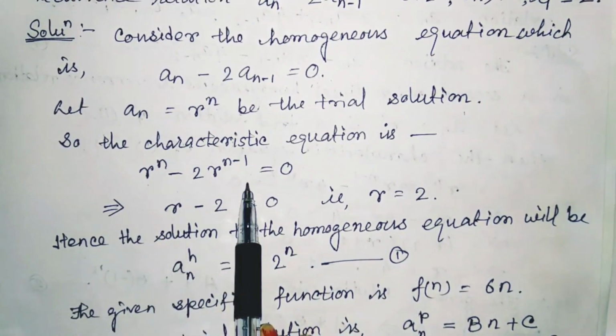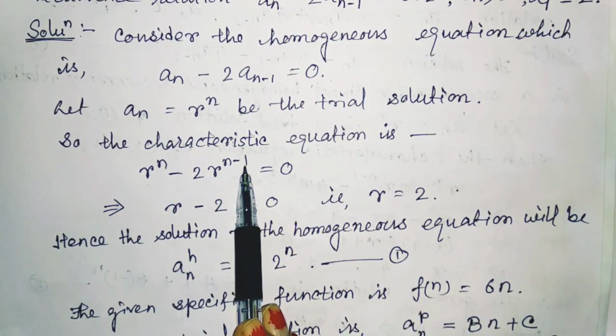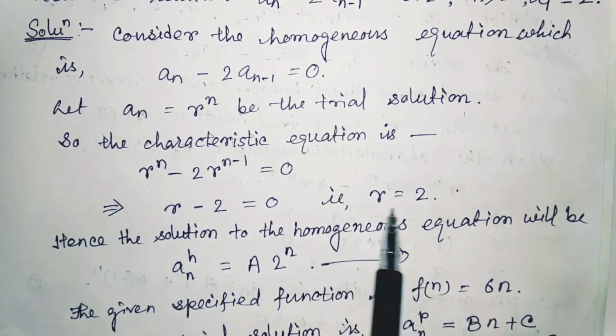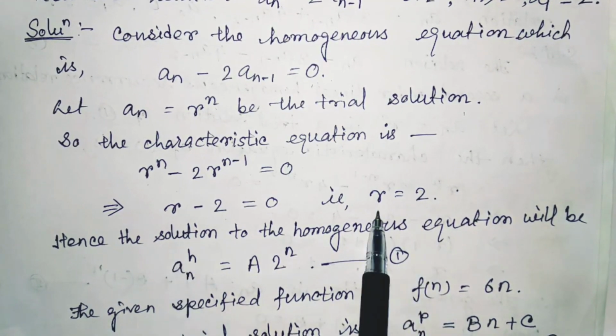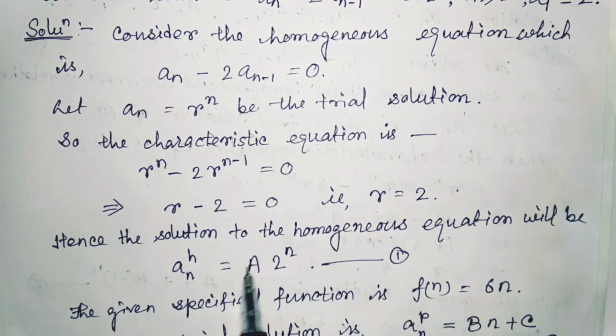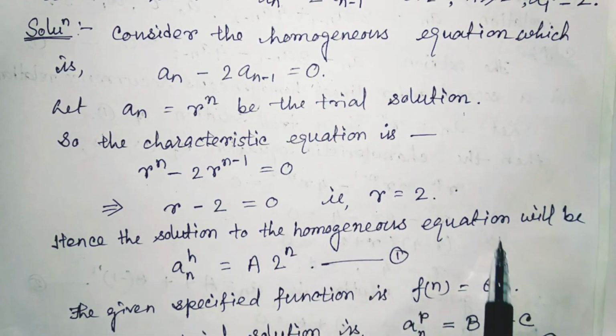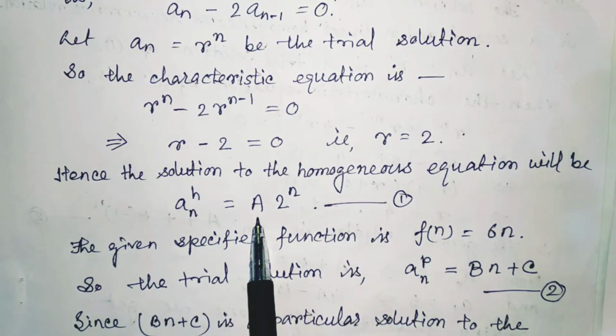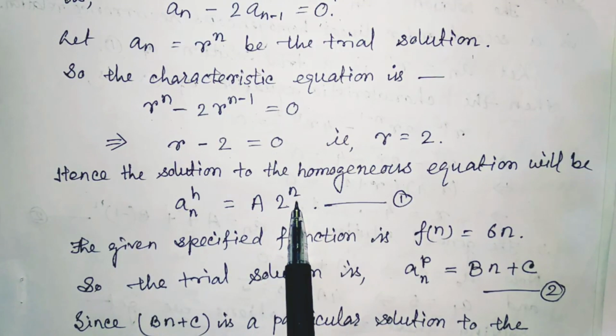If we divide this entire equation by r to the power n minus 2, then we will get r minus 2 is equal to 0, which implies r is equal to 2, because it is a first order equation. Hence, the solution of the homogeneous equation will be a_n^h is equal to a constant into 2 to the power n. This is by applying rule 1.